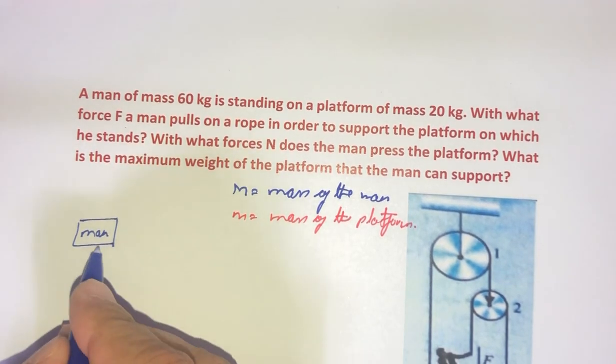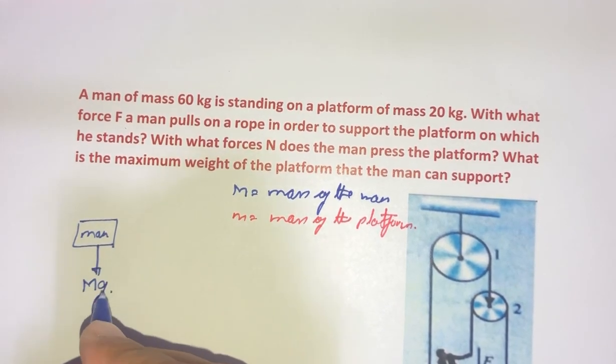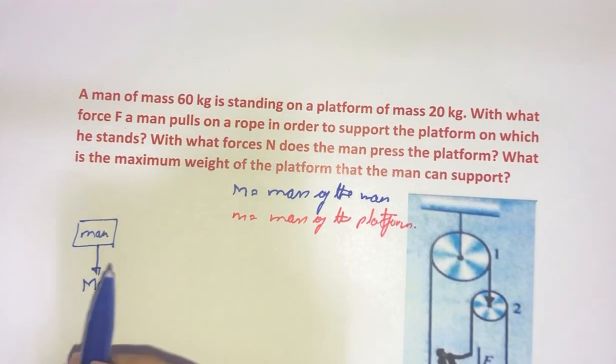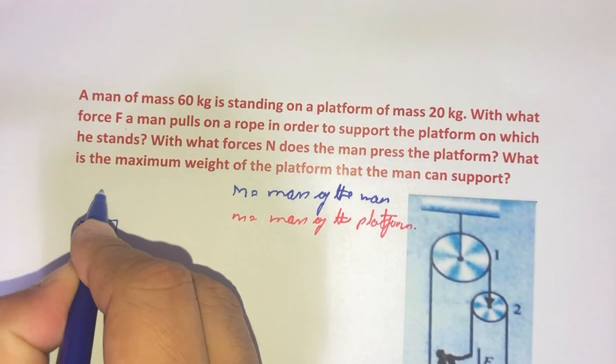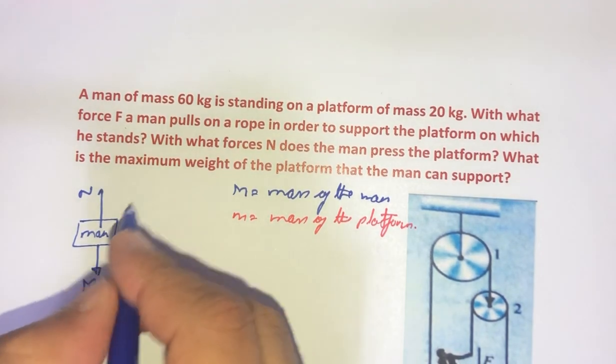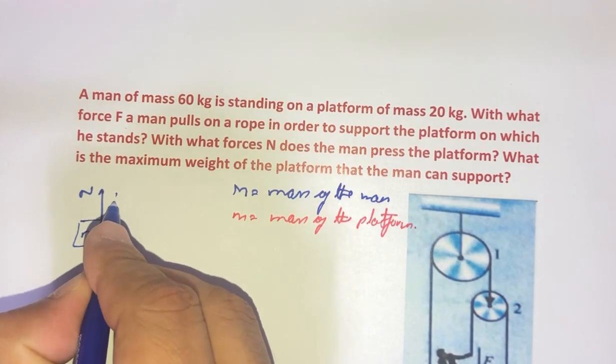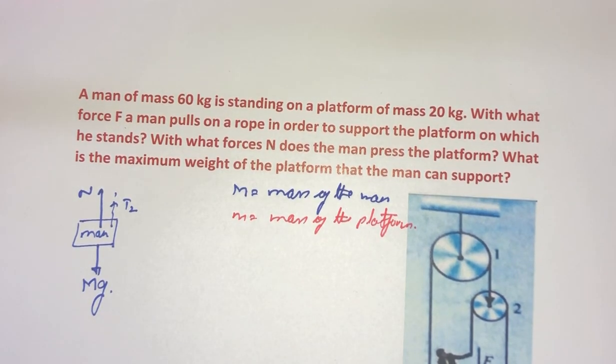So we have a man which is going to have mg in the downward direction, and because of the platform it is going to have a normal in the upward direction, and we can also see that it is holding a rope, so we assume that there will be a tension in this rope. In this case we assume that there is a tension of T2 in the rope.